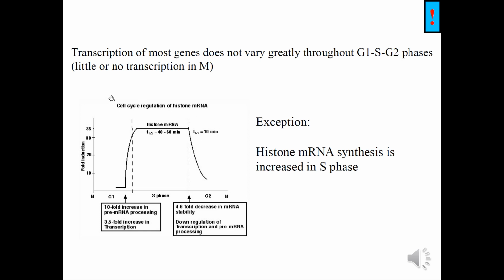For example, this slide that says transcription of most genes does not vary greatly through G1, S, G2 phases. Oh, really? So the transcription doesn't vary even in S phase? Exception. Histone mRNA synthesis is increased in S phase. Holy cow, good thing that they mentioned it. But basically, yeah, this is the dot position, and I don't know why they even added this graph for it.